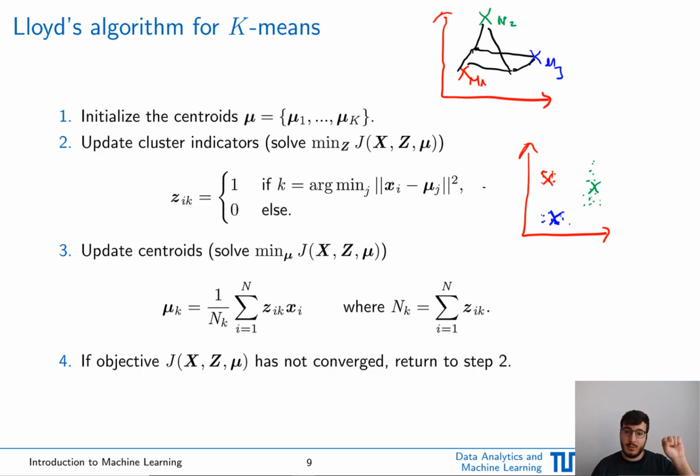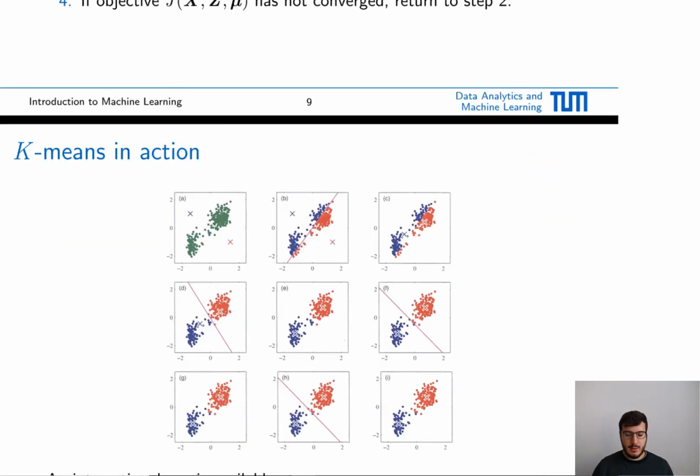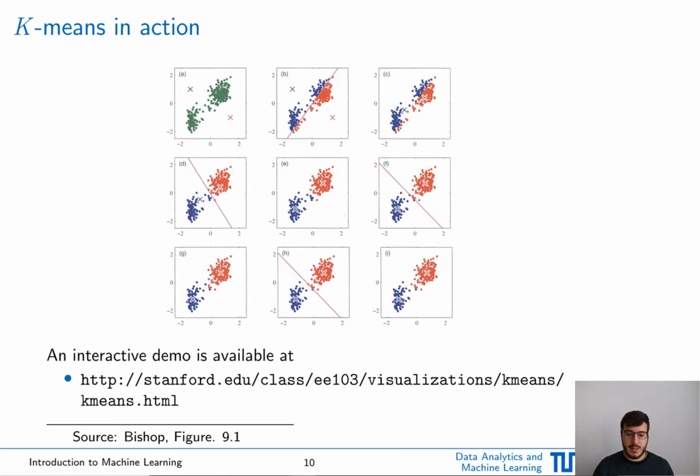You start with some centroids, then for each data point compute the distance to the centroid and choose the smallest one. This is the updating the cluster indicators part. Then once you know the cluster indicators, you just update the centroids such that they are the mean of their own cluster. And each of these steps locally minimizes the objective function. But now if we do them alternately, at some point we're going to converge. Okay, that's pretty simple. And we can also visualize how this looks.